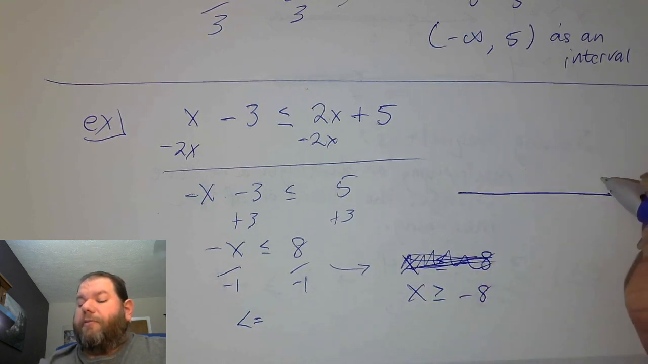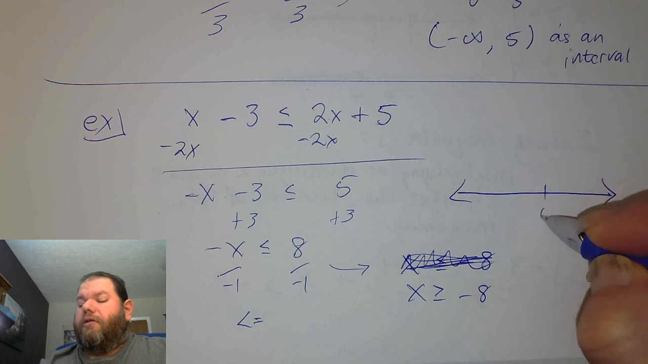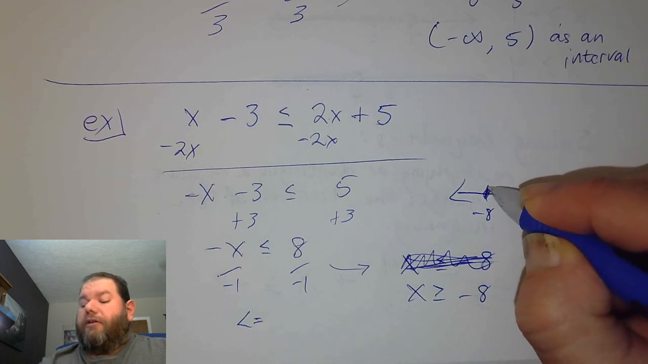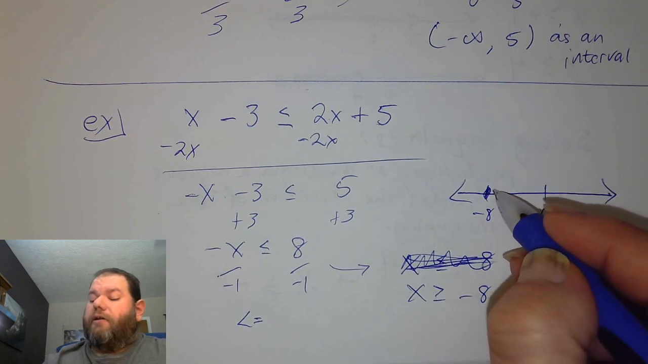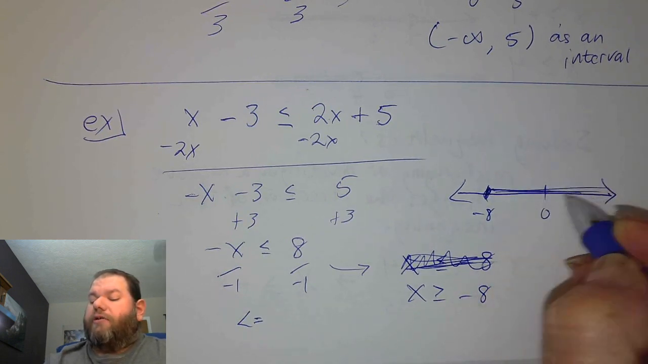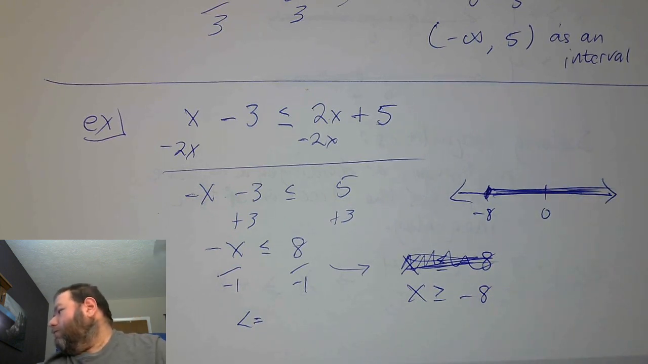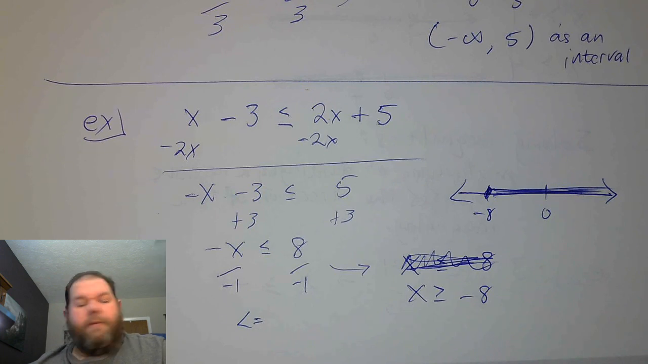-8. If we draw our number line, -8 would be left of 0. We draw a solid dot and then shade to the right. Okay.